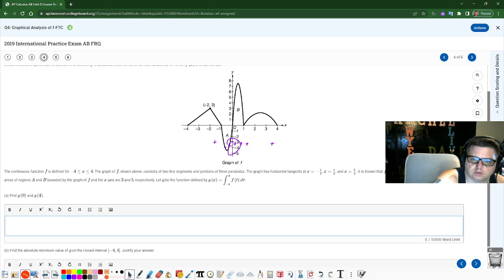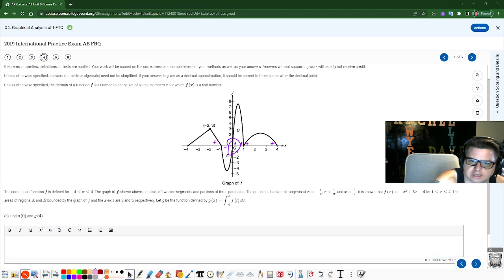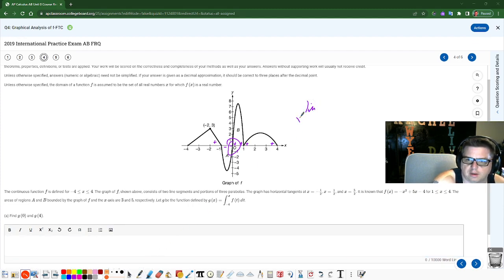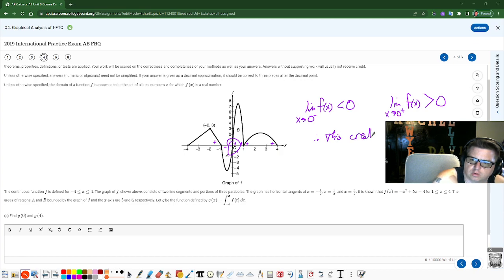So you would have to show that. I would do it this way. So actually, I'll just leave it here. We'll say the limit as x approaches 0 from the left, f of x is less than 0, and then the limit as x approaches 0 from the right of the function is greater than 0. Therefore, this creates a minimum value. And it probably should.